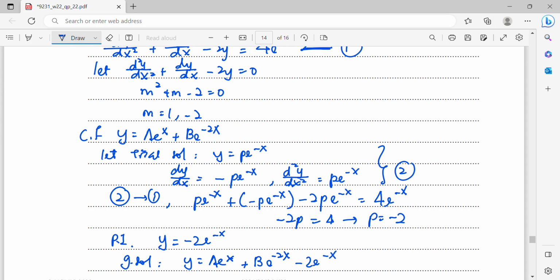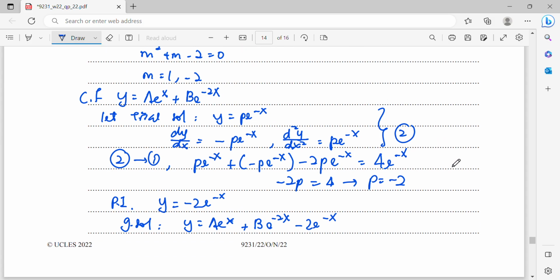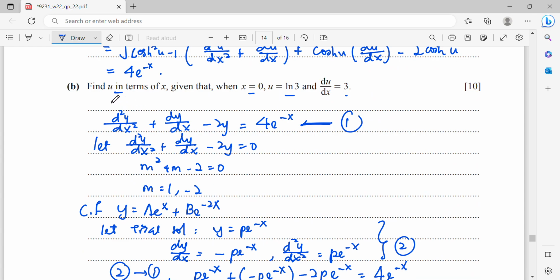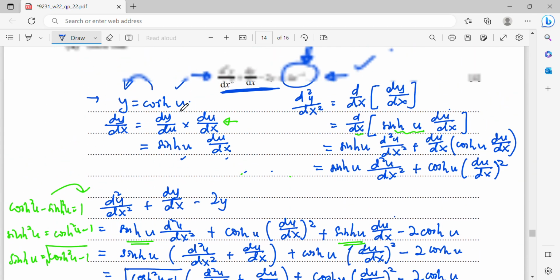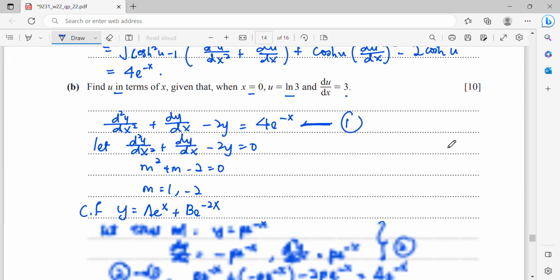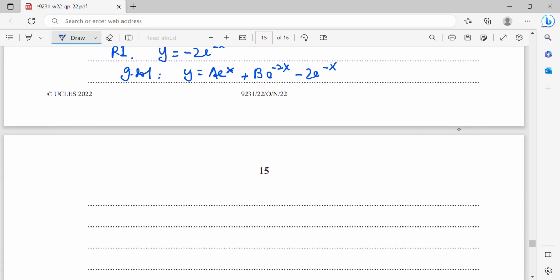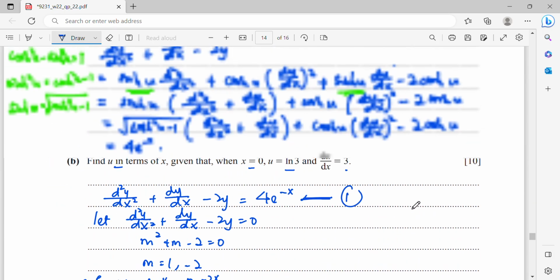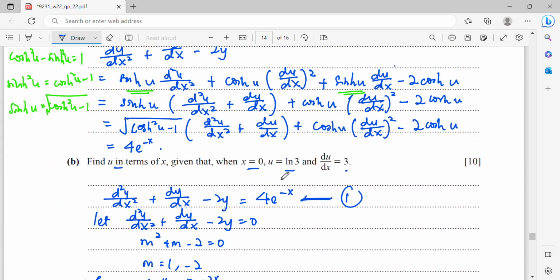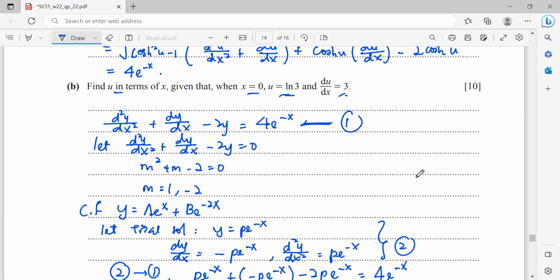Alright. Now, since you need to find the u in terms of x and our y is cos u, I'm going to change my y to cos u. Then cos u = Ae^x + Be^(-2x) - 2e^(-x). Okay, so now you are given the values. When x is 0, your u is ln 3 and du/dx is 3. So write down all these 3 values.